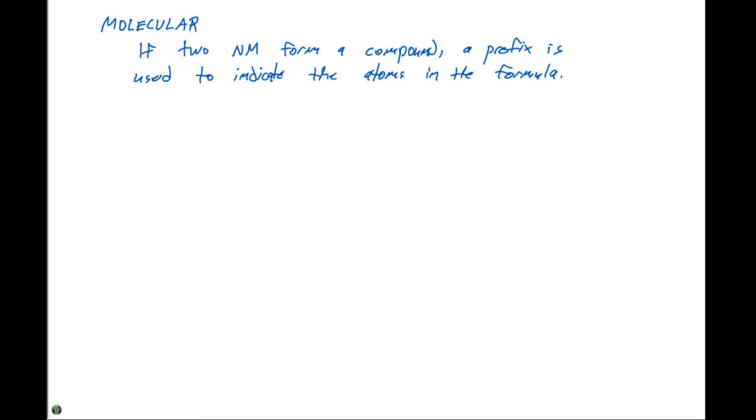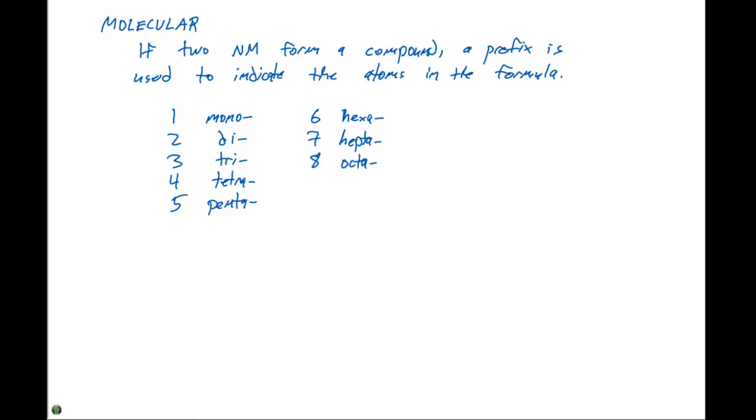And again, these rules are different than the ionic compounds, so you must be able to identify an ionic compound from a molecular compound. The prefixes that we're going to use, if there's one of something, it's mono, 2 is di, 3 is tri, 4 is tetra, 5 is penta, 6 is hexa, 7 is hepta, 8 is octa, 9 is nona, and 10 is deca. So these are the prefixes that we're going to use for a molecular compound. So let's go with some examples.